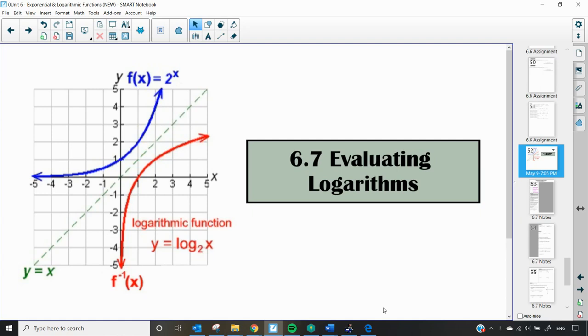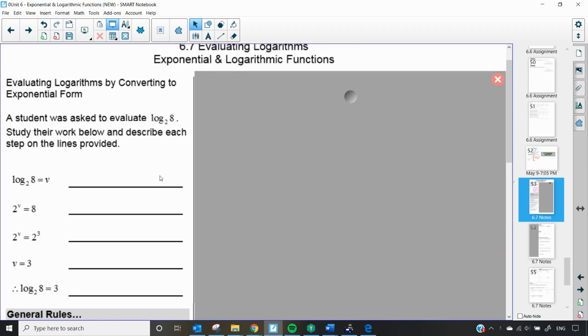In our last lesson, we looked at how to convert from exponential to logarithmic form. We're going to continue that so that we can actually look at a logarithm and evaluate its value, or determine its value. All right, so let's take a look at an example here.